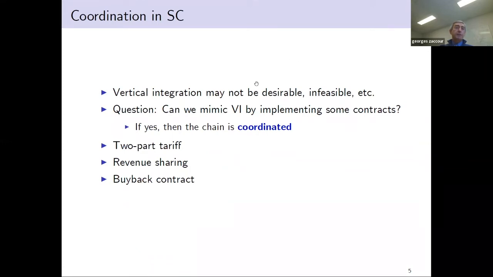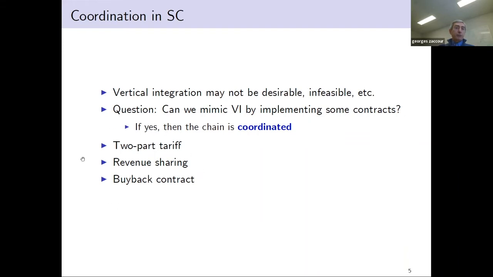Now, of course, we know that vertical integration is good. However, it may not be desirable for some other reasons, or simply it may not be feasible. So the $2 question is: can we mimic the result obtained in vertical integration by implementing some other contracts than really vertically integrated ones? And if the answer is yes, we will say that the supply chain is coordinated.